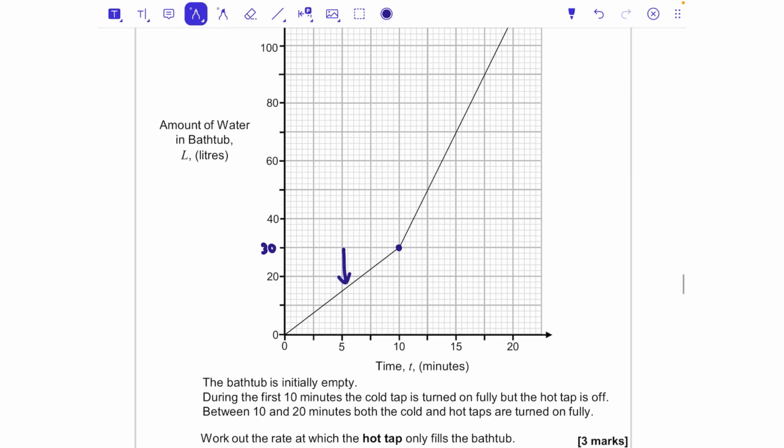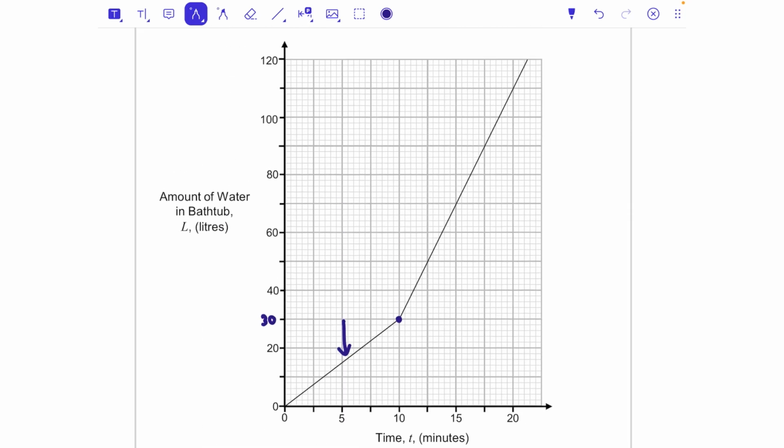Now, if we were to continue that on, after another 10 minutes, we would expect there to be 60 litres in the bath. We can see that another 10 minutes across would be another 30 litres going up. So if it was just the cold tap, we would expect it to continue filling up like that. But instead, we've also got the hot tap flowing as well. So I want to look at this point here and see how much extra water is in the bath. And we can see that instead of it being at 60, it's actually at 110. So that is another 50 litres, which is from the hot tap. And again, that's over 10 minutes.